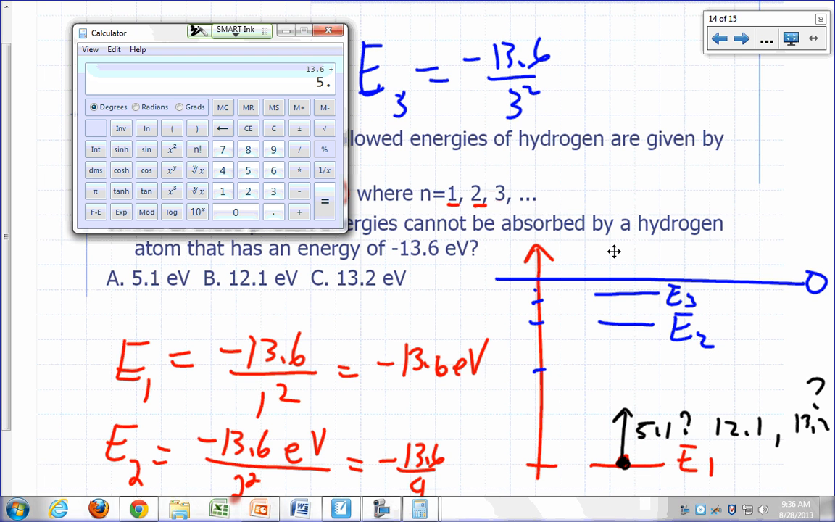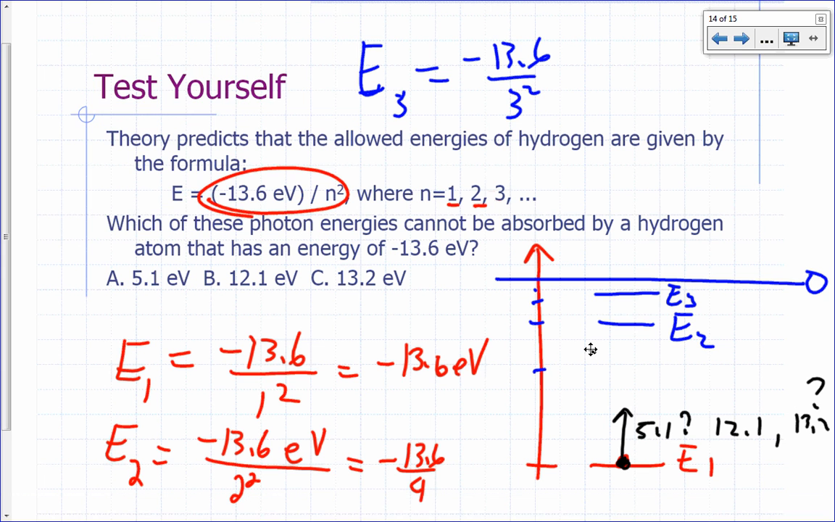Negative 13.6 plus 5.1, right? Okay. Negative 13.6 plus 5.1 will take it to negative 8.5. Where is negative 8.5? Somewhere over here. So that would not be allowed. So 5.1 cannot be absorbed. You know for a fact right away based on the Bohr frequency condition.